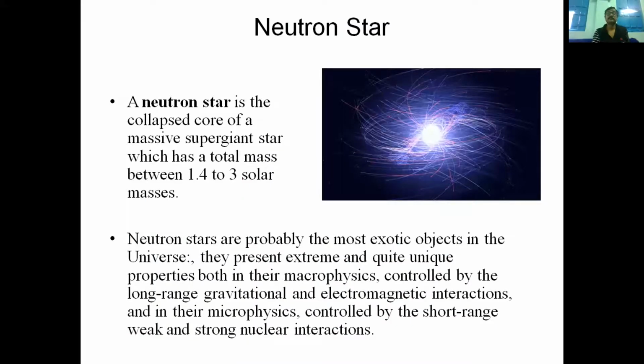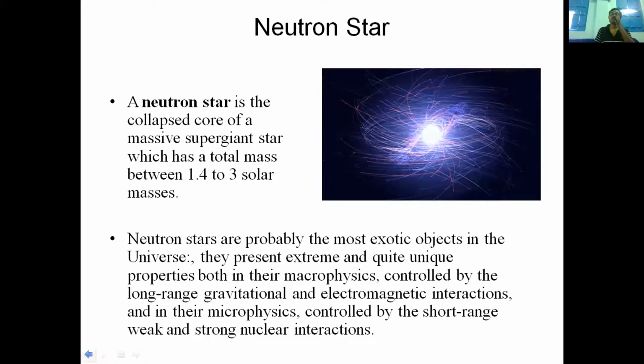Good morning all. Today, as a continuation of our video, I am going to present before you the topic neutron star. A neutron star is the collapsed core of a massive supergiant star which has a total mass between 1.4 to 3 solar masses. Being probably one of the most exotic objects in the universe, they exhibit extreme and quite unique properties both in their macrophysics and microphysics.